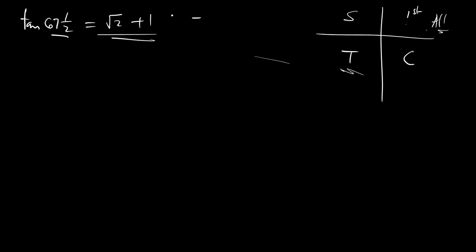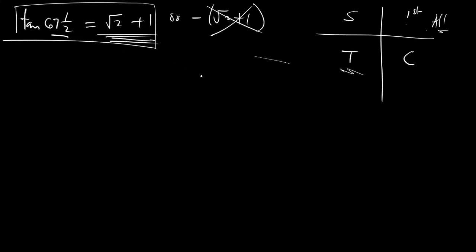So minus square root of 2 plus 1, this is not a solution to it. So this is the final solution. So that is it. So this is the answer to what we just solved now. So that is it. So this is the solution.